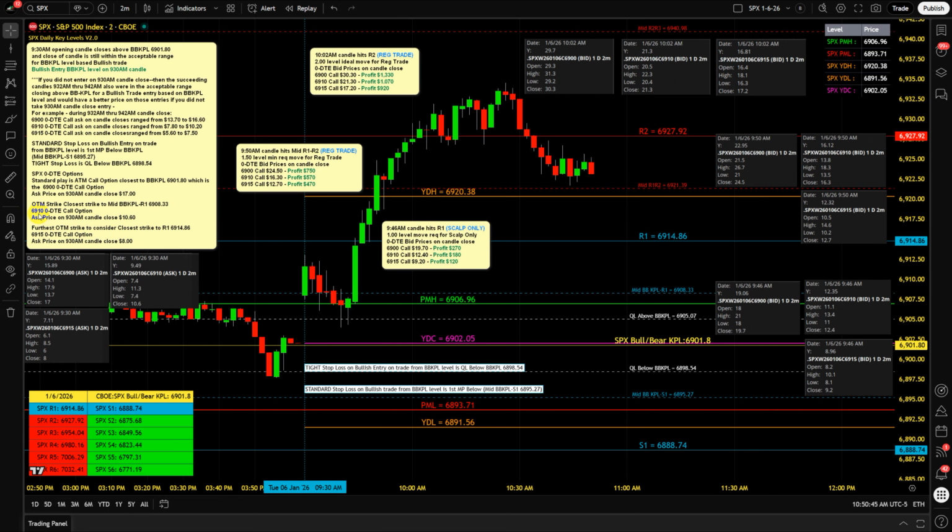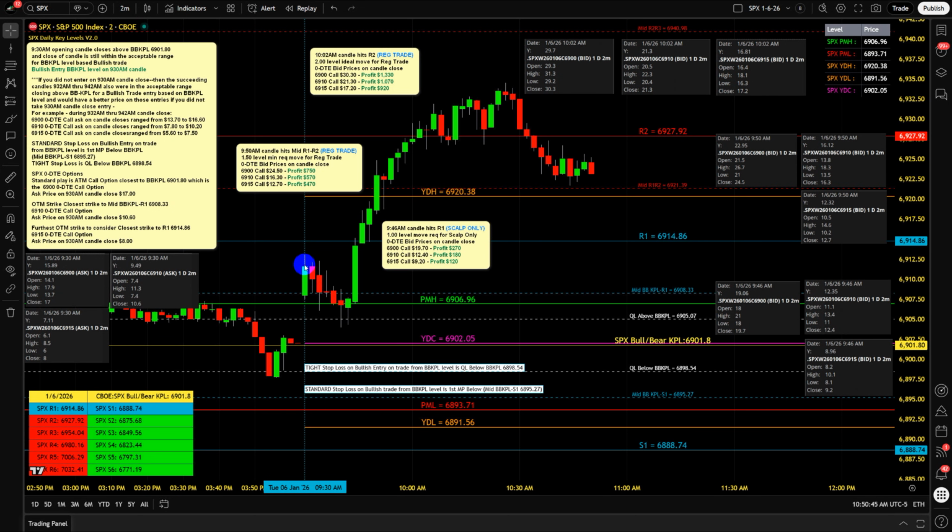The ask price on the 6910 is $10.60 on the candle close. The ask price on the 9:30 a.m. candle close for the furthest out of the money 6915 is $8. And as we noted here, if you did not get in on this candle and for whatever reason waited, you still could have gotten in on these candles here. And then as you can see here, depending on which strike you were looking at, you would have gotten better prices in that case. That's not always going to happen.